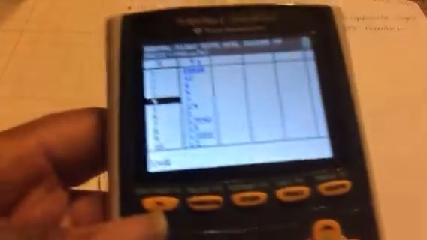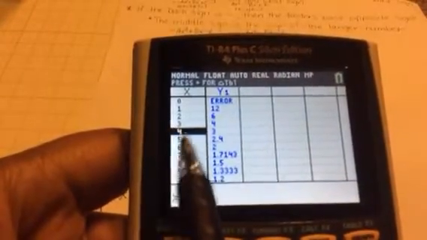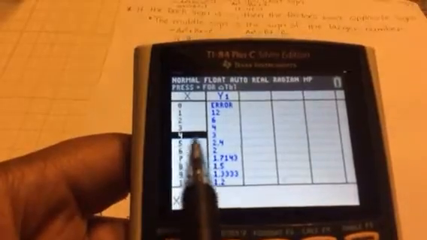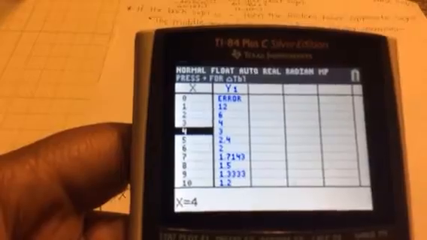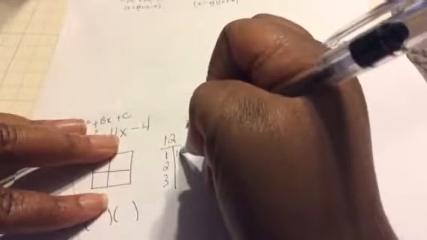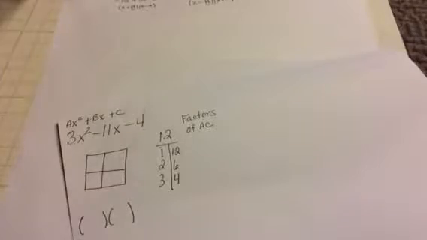Okay, so 1 times 12 is 12, 2 times 6 is 12, and 3 times 4 is 12. 4 times 3 is 12, but that repeats. So we're done. So here are the factors: 1 times 12, 2 times 6, and 3 times 4. Those are all of the factors of 12.